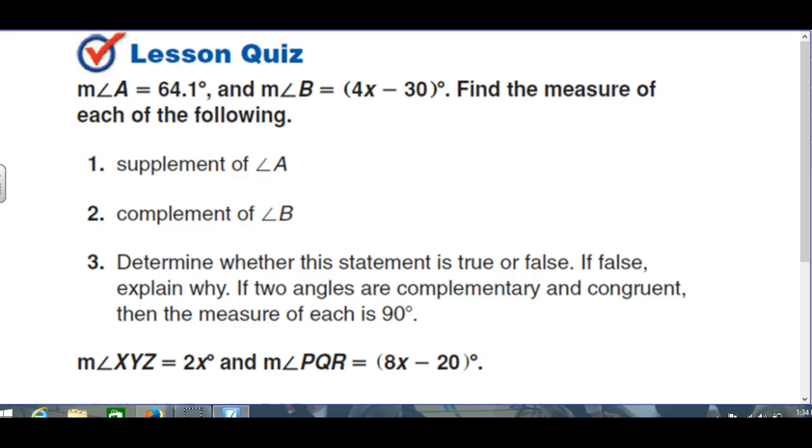So you have learned about supplementary and complementary angles, linear pairs, and vertical angles, and you're ready for your lesson quiz. Go ahead and try it. Come back when you're ready to check your work.